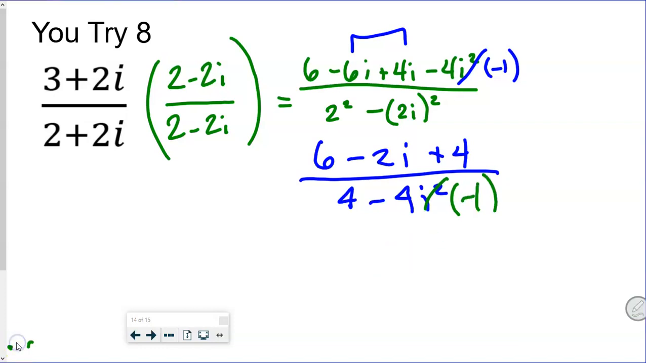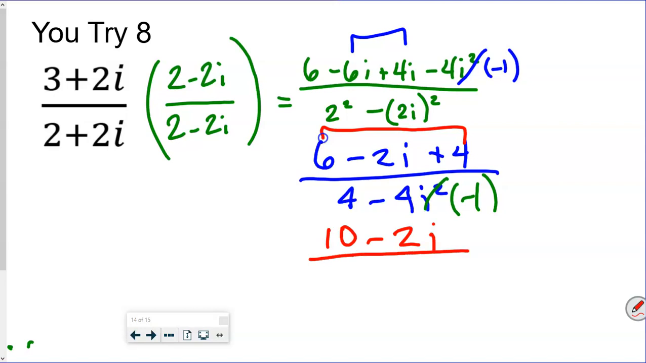A negative. So continuing to basically combine our like terms, we have the 6 plus the 4 here, so that's going to be 10 minus our 2i. And then this is going to be 4 plus 4, right? Because that negative 4 times the negative 1 is 4, so this is going to be 8. Now this will actually reduce, y'all. So obviously everything is divisible by 2, right? So this is going to be 5 minus i over 4, and that's our final answer.